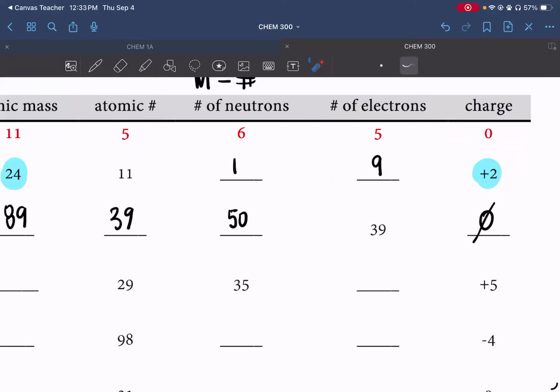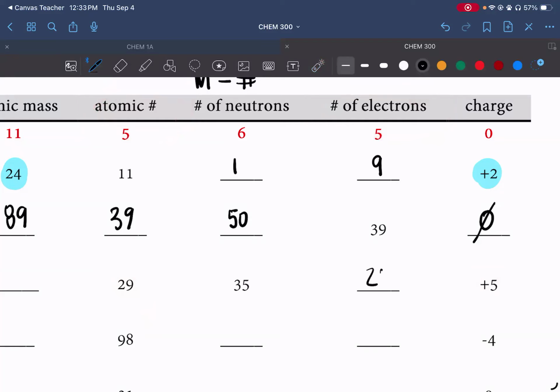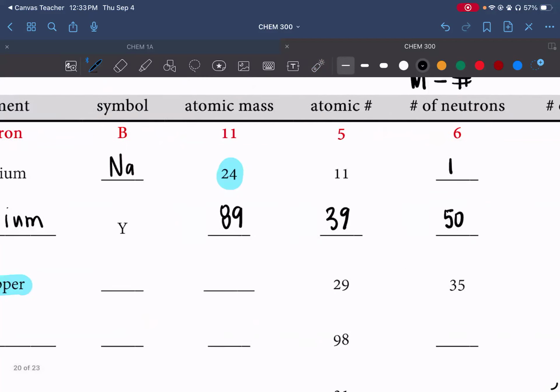Let's try to identify the number of electrons. We know that the atomic number is 29. It's told to us as 29. And we're told that the charge is +5. So how many electrons are present? 24. We did not need to know the identity because that's something that the numbers can help us calculate.